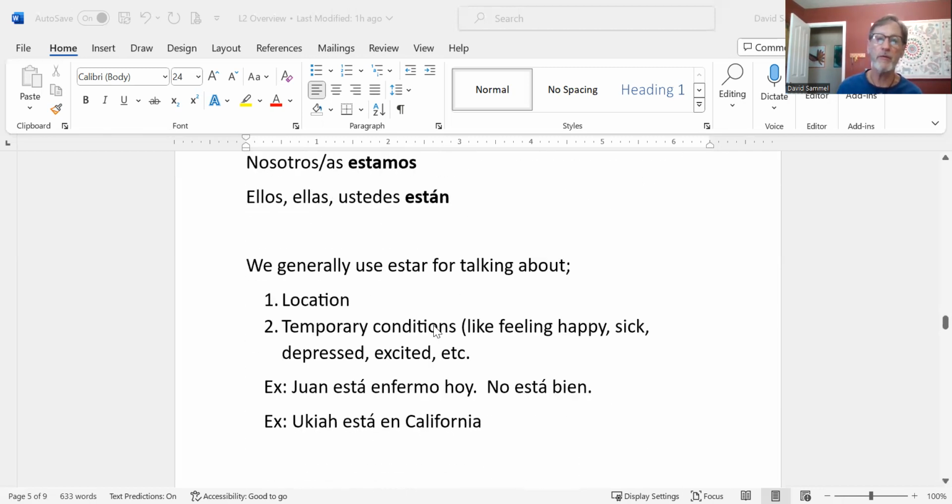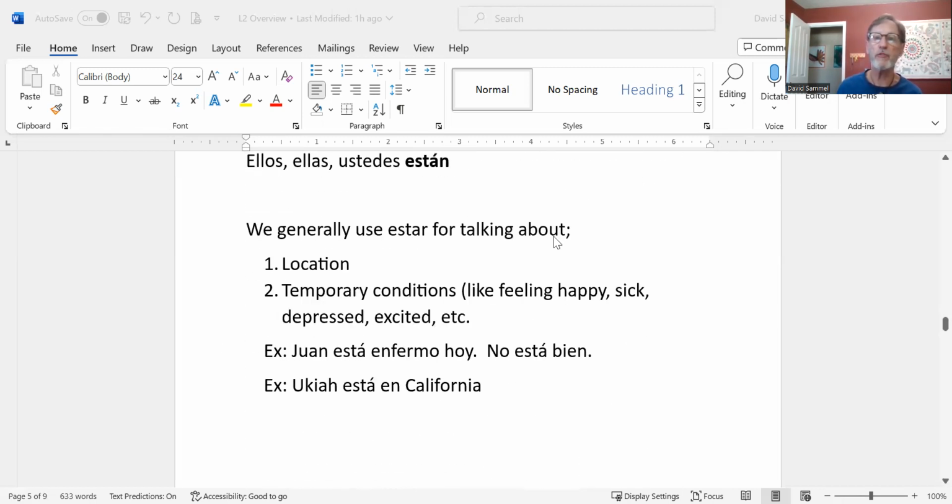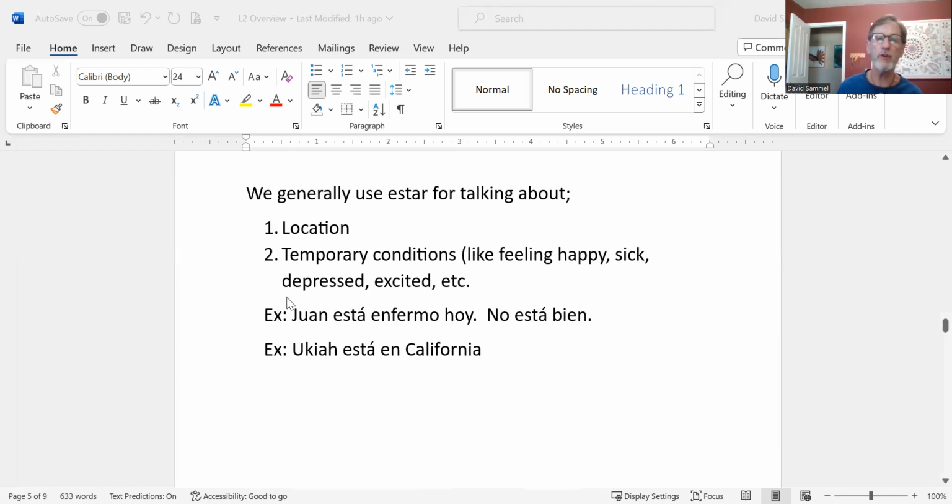So I mentioned this already. We generally use estar for talking about location and temporary conditions. Now, there are other uses, but we're not going to study them right now. So you can take a look at this, but here's a couple of examples. Juan está enfermo hoy. That's temporary. He's not permanently sick. He's just feeling sick today. No está bien. He's not well. He's not feeling well. So there's an example of using the verb estar for feelings. Ukiah está en California. This is an example of location.